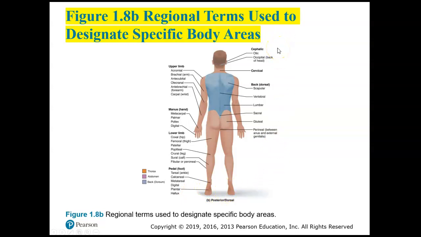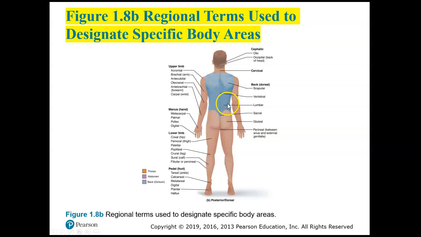All right, on the right side of the page, you can see the ears or the otic region. The back of the head is the occipital region. When we learn the bones, the bone that's there in the skull is called the occipital bone. The neck is still cervical. The back in general is the dorsal region. But this portion here, where the scapula or what we call the shoulder blades are, is called the scapular region. And then where the vertebrae are, where the spine is, we call that the vertebral region.